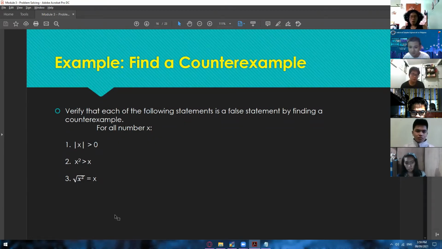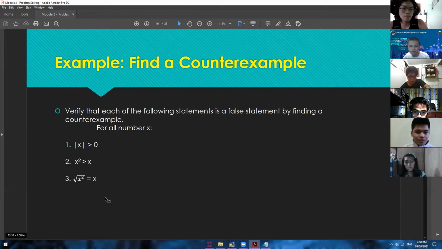Zero point one is 0. Ay, parang may mali. Because I just updated this one a while ago. This one is correct. So can you guys find a counterexample for number 1?